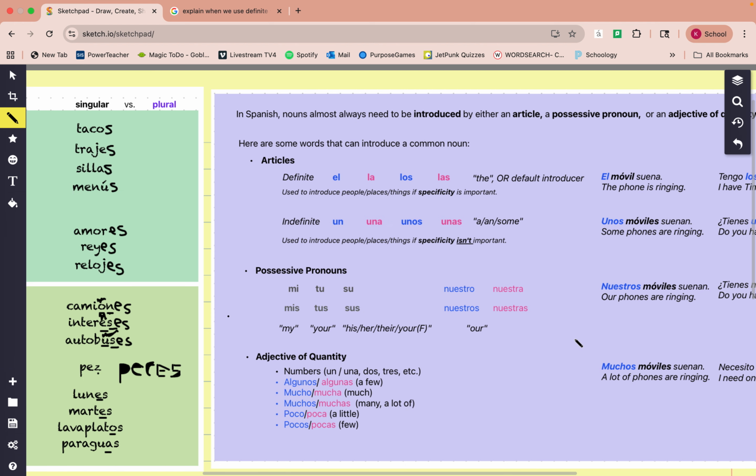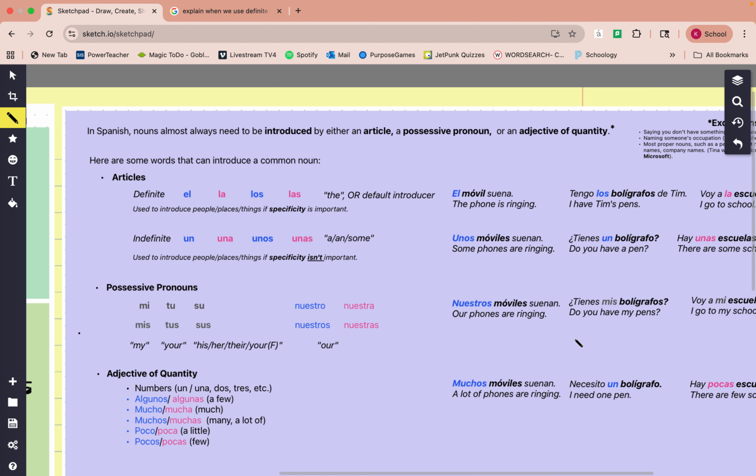All right, on to part 2. So now that we know what a sustantivo is and we know how to make it plural if we want it to be plural, it's time to learn an important grammatical rule in Spanish, which is, in Spanish, a noun, a sustantivo, almost always, and I mean even more than in English, almost always needs to be introduced by one of these 3 things: an article, a possessive pronoun, or an adjective of quantity.